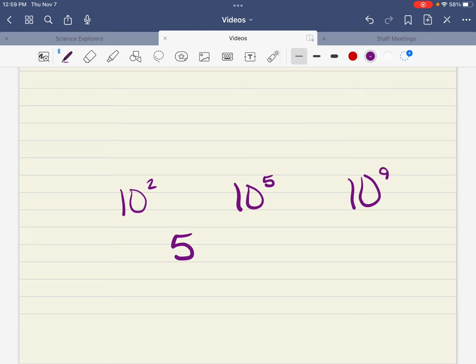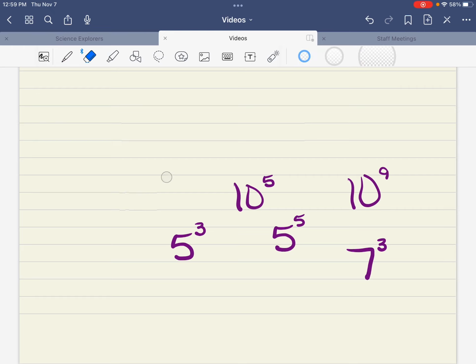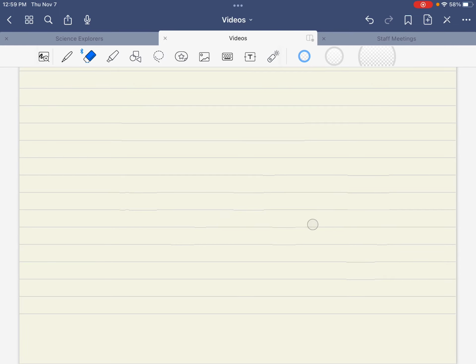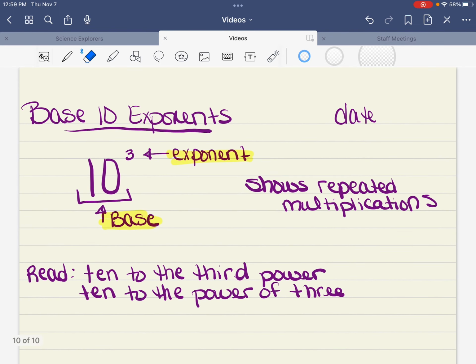Okay, what if I change the base to be something like that? How would you read that? 5 to the 3rd power. 5 to the 5th power. 7 to the 3rd power, or 7 to the power of 3. So all of those are just ways of writing little exponent numbers. They have a base and they have a little exponent.